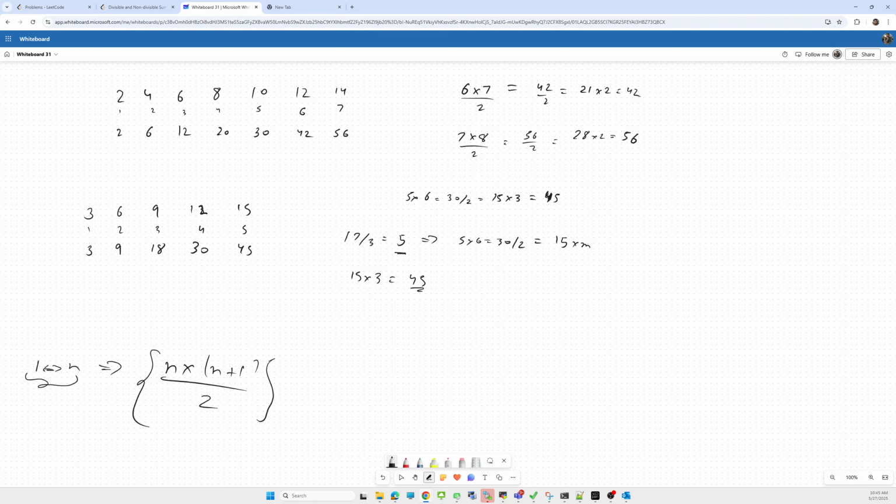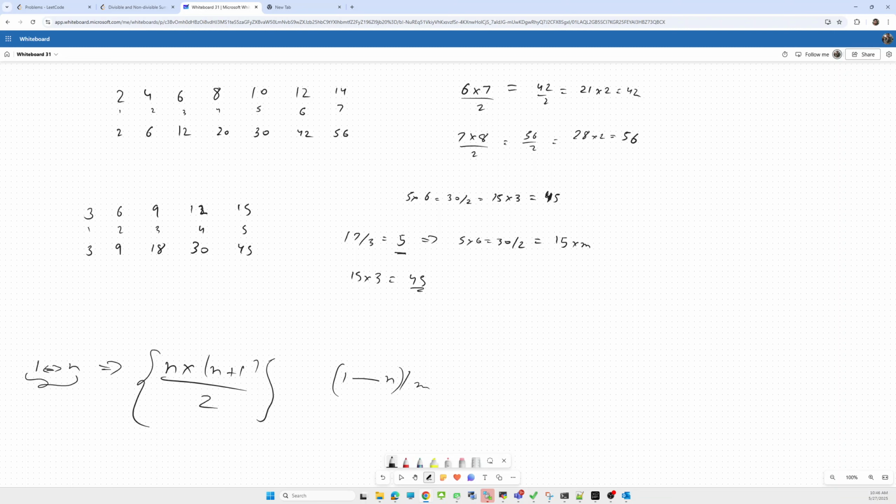Is there any pattern to calculate the sum of all elements in the range 1 to n which are divisible by m? Is there any formula to calculate it? Yes. If we look at the pattern, it is like 2, 4, 6, 8, 10, 12 and 14. Let's look at it for the size 6. The sum is 42.